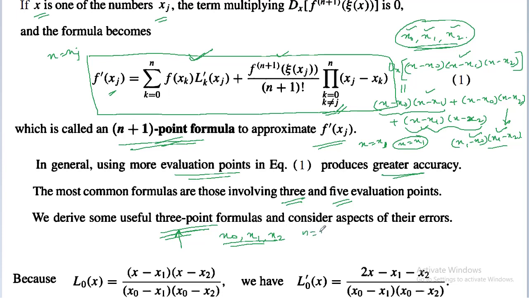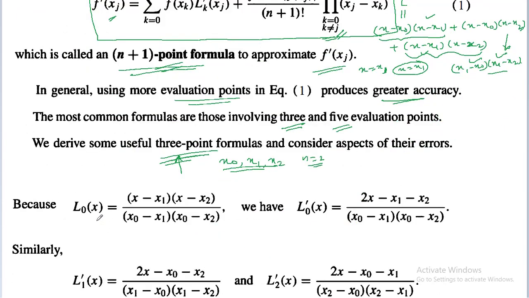So n is equal to 2, so it will be f dash of some xj equal to summation k from 0 to 2 of f of xk times lk dash of xj, plus etc., and it will be f3, right? When n equal to 2, we have this: f3 of zeta of xj divided by 3 factorial, times the product over k from 0 to 2 of xj minus xk.